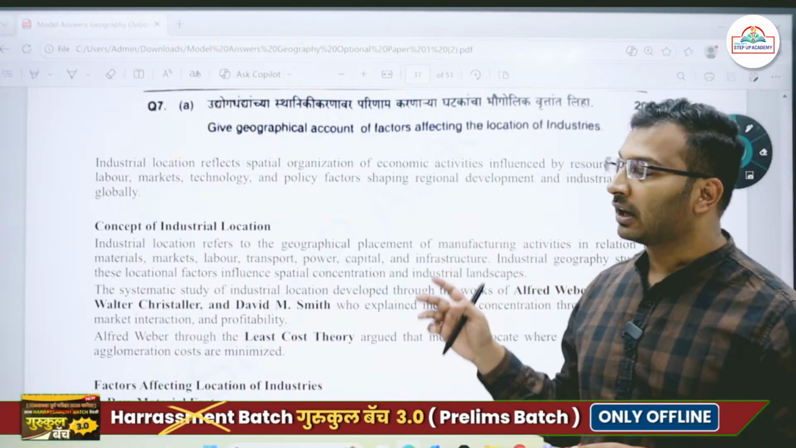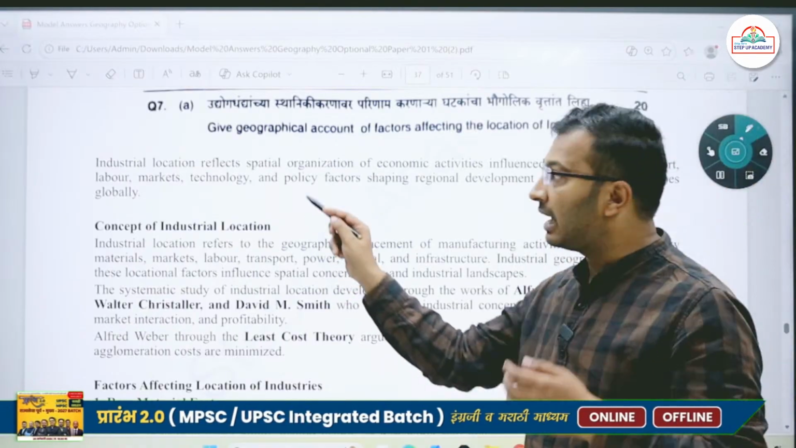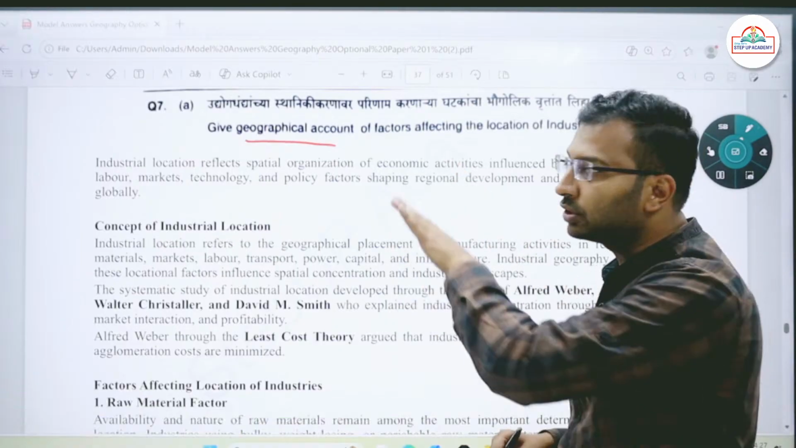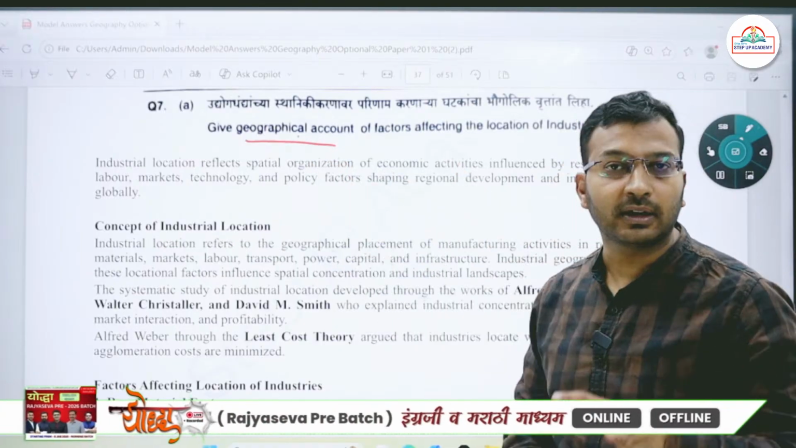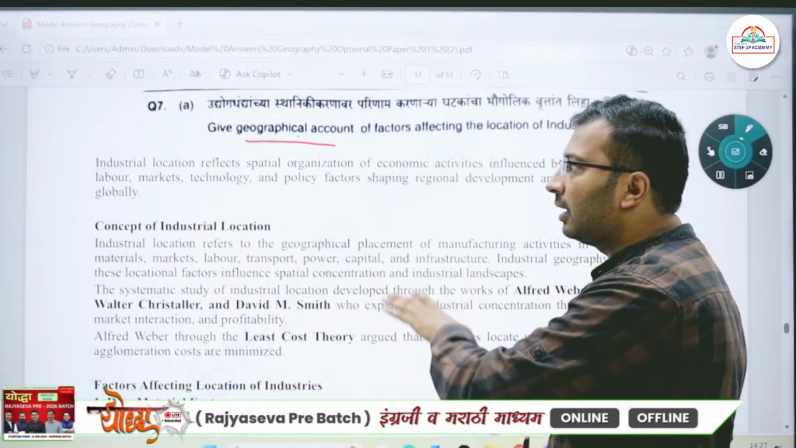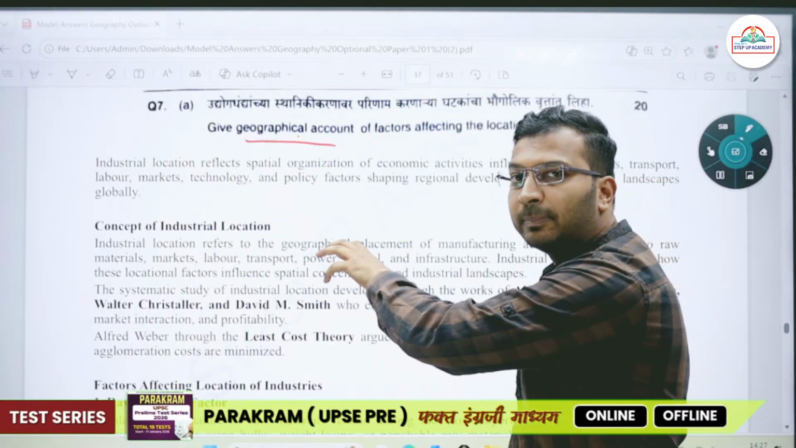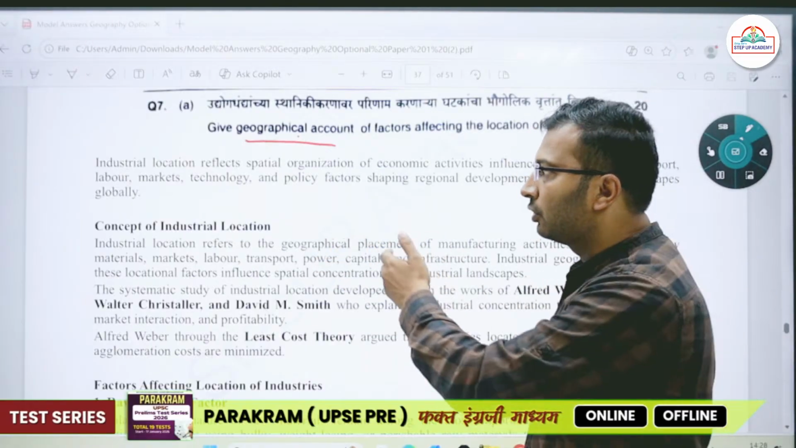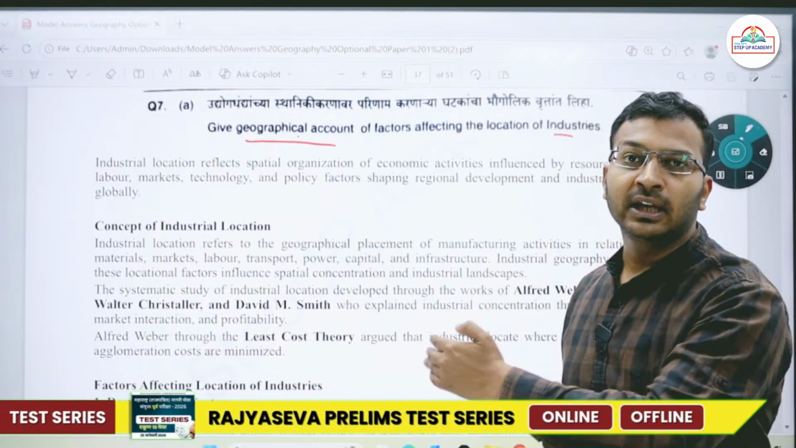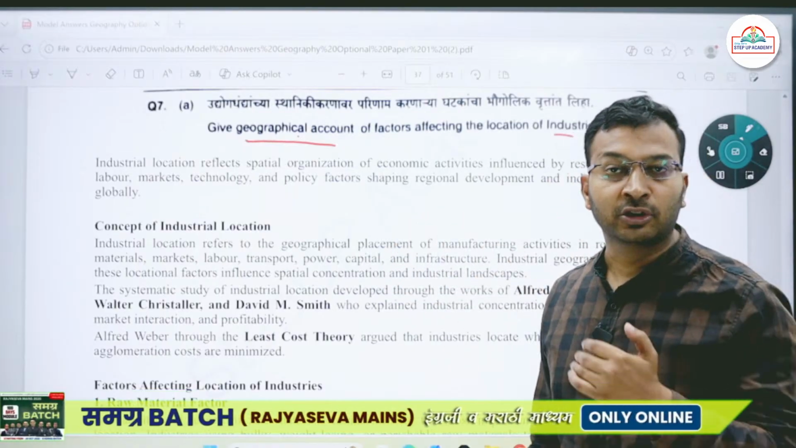Give geographical account of factors affecting the location of industry. So it is asking give geographical account. If you observe the entire question paper, most of the places it has been written the geographical account. So do not forget to put in some geographical aspect, like talking about some places. For example, it is asking about location of industries, so give names of some locations which have some industrial regions, dominant industrial regions.